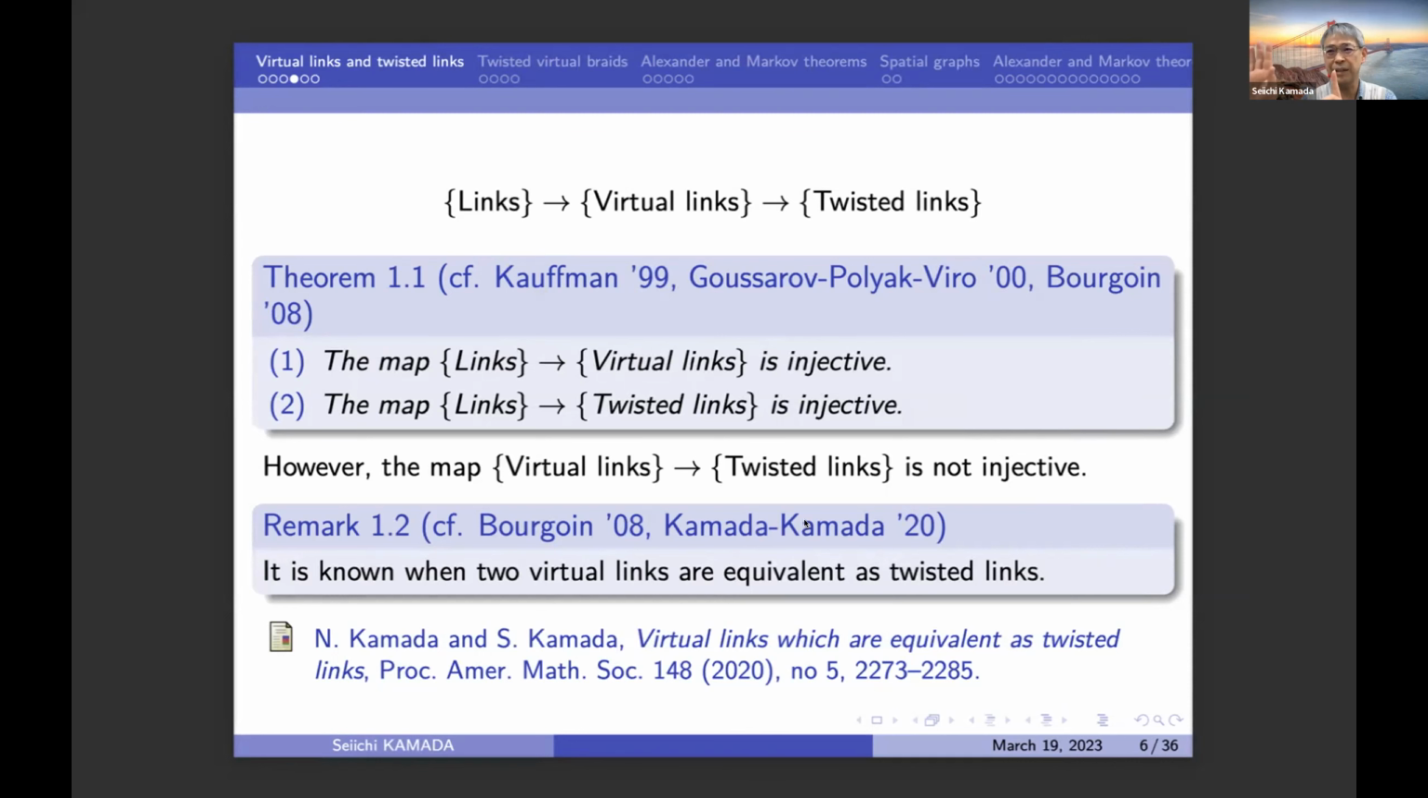In the classical knot case, taking a mirror image and another mirror image gives the same classical knot. But for virtual knots, this mirror image and the other mirror image are different in general. And that is the only case where two different virtual knots become the same twisted knot. In the multi-component case it is a little different, but similar. The details are in this paper.